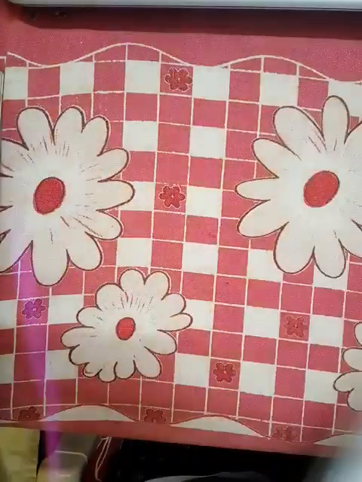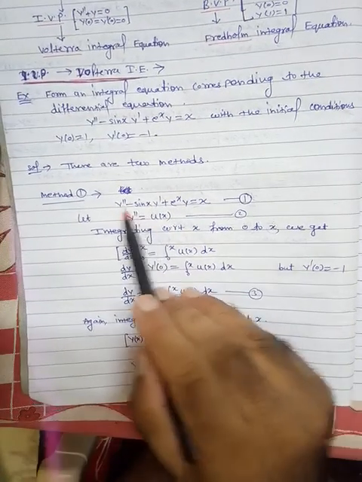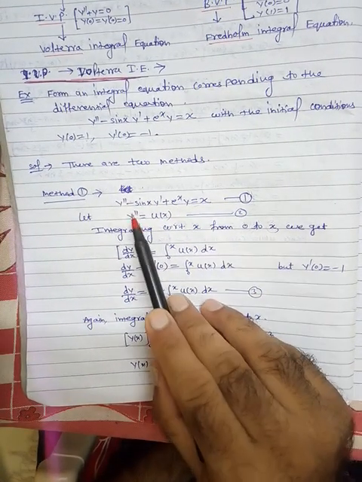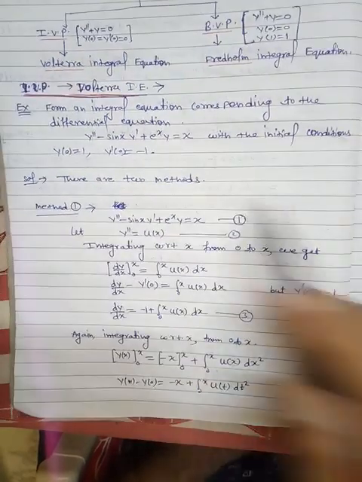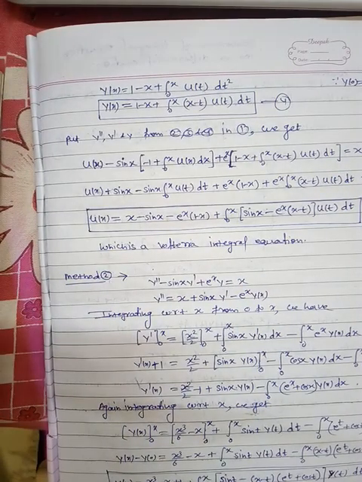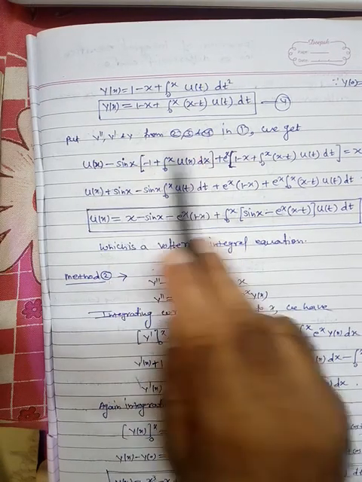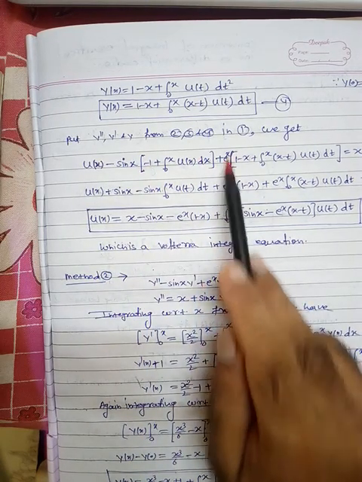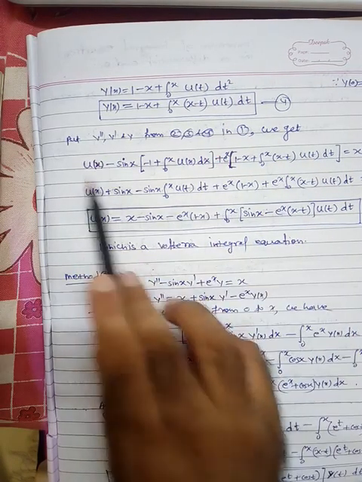Now substitute these values of y, y1, y2 in equation number 1. The second derivative, first derivative and the value of y are substituted in equation number 1. So what we get is this equation. Fine. Now this is u(x) minus sin x, this is the first derivative, plus e raised to the power x, this is the second derivative. So this is y, this is y1 and this is the second derivative.